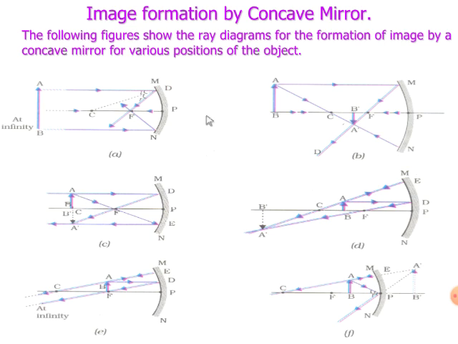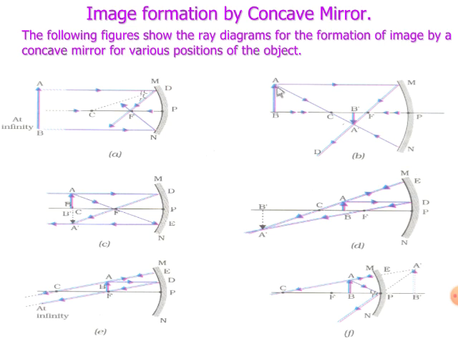Now next is the case when the object is placed a little bit beyond center of curvature like this, not at infinity. Now AB is the object. From the tip of the object A, let's take 2 rays incident onto this concave mirror. A ray parallel to the principal axis, after incident onto the mirror, will pass through where? Yes, focus.